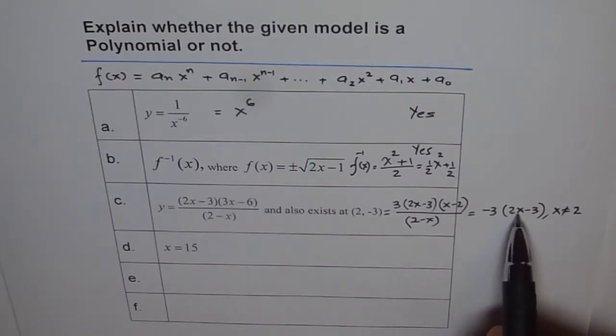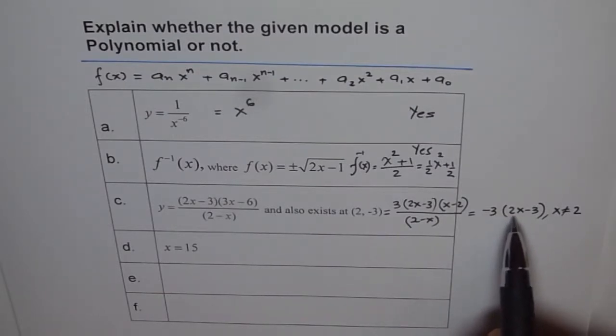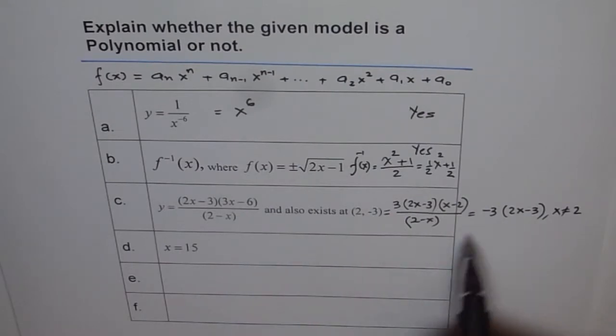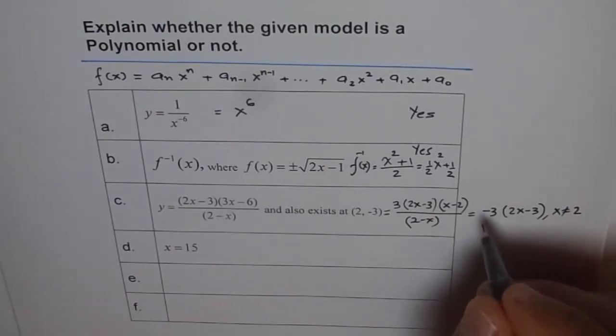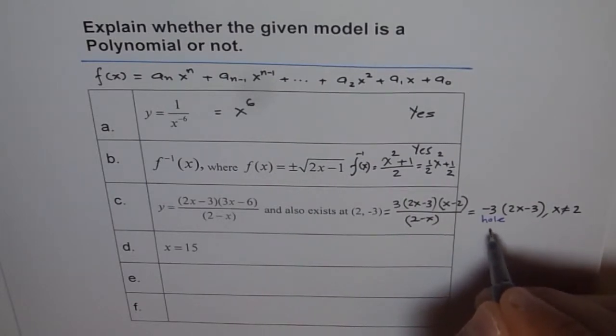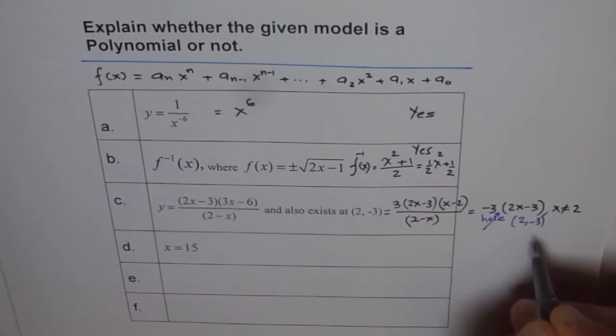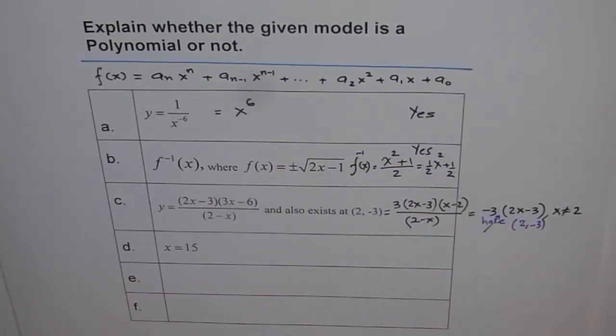So if I write 2 here, I get 2 times 2 is 4, and 4 minus 3 is 1, and 1 times minus 3 is minus 3. So actually there is a hole here, right? When you cancel this out, it results in a hole, right? So this function results in a hole. Now that hole is plugged in, right? So this hole is plugged in by the value 2, minus 3, right? So it becomes a continuous function, correct?